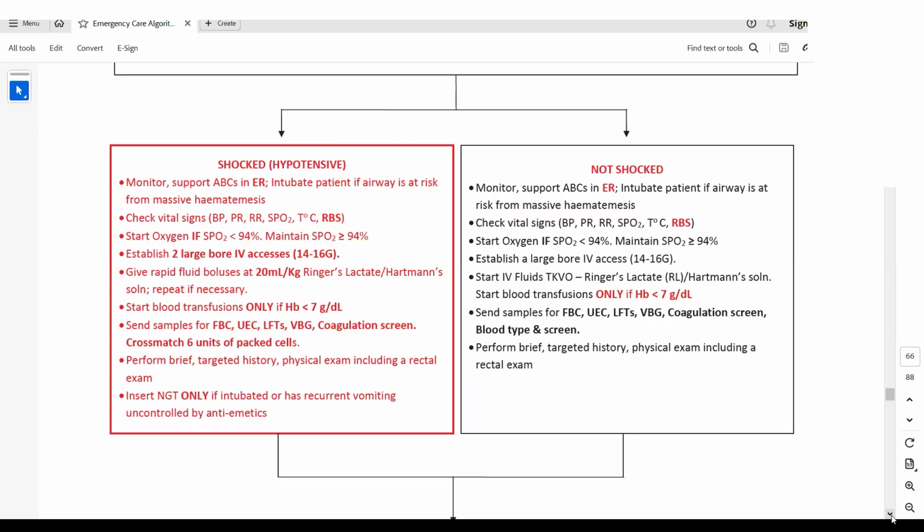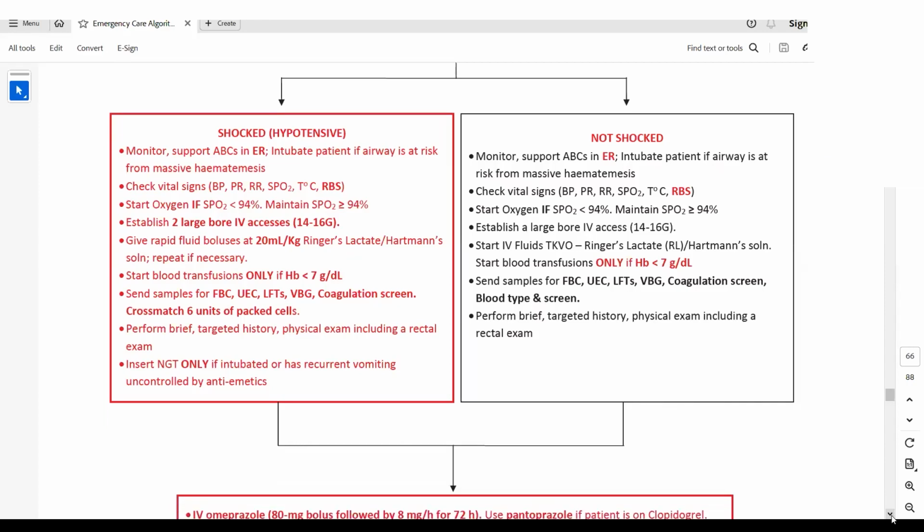Now, looking at your other patient who is not in shock, still monitor your patient's airway, breathing and saturation. You'll need to intubate the patient if the airway is at risk from massive hematemesis, same as the person who is in shock. Then check your vitals, start your oxygen, establish your large bore IV cannulas, give your IV fluids, your Ringer's lactate, and then transfuse only if your HB is less than 7. Then do the basic blood works that we've discussed, and still perform a brief targeted history and physical examination, including a rectal examination. So that one is actually very important.